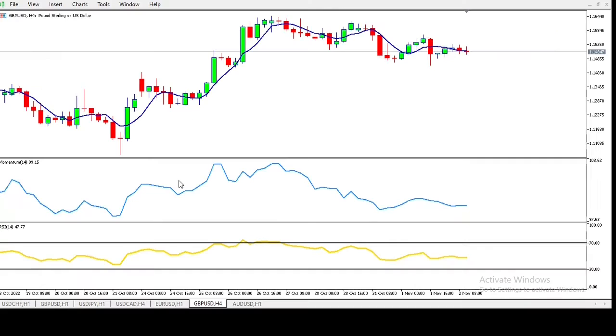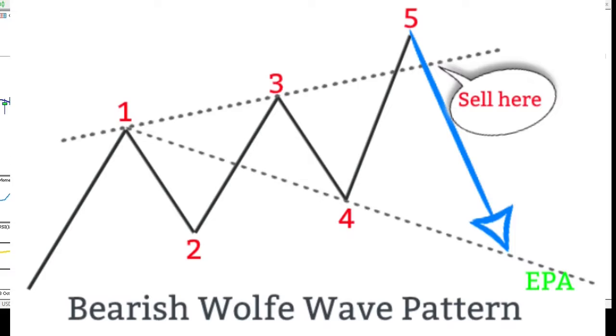And for the sell side, the same principles apply. Wave 3 is higher than wave 1 and wave 4 is higher than wave 2, and the fifth wave breaks above the channel, or the trend line created by wave 1 and 3.